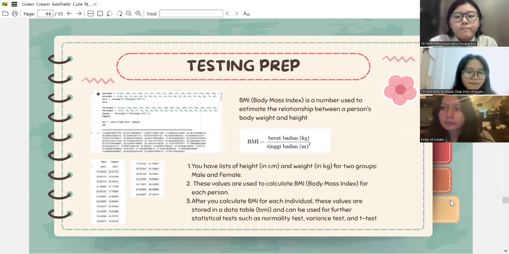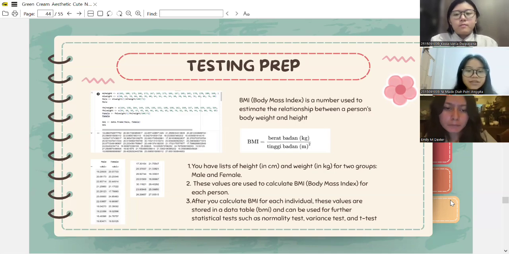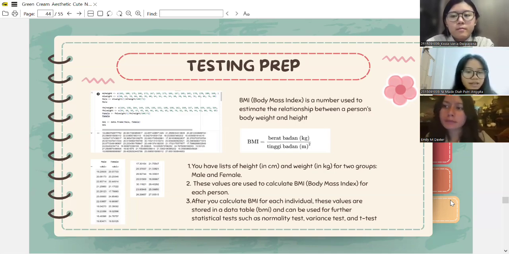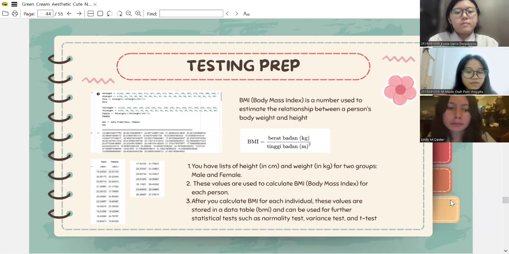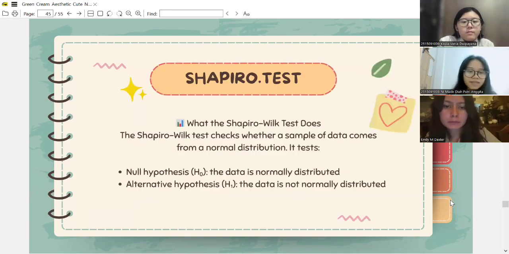Number one, you must have a list of height in centimeters and weight in kilograms for two groups, male and female. These values are used to calculate BMI for each person. After you calculate BMI for each individual, these values are stored in a data table and can be used for further statistical tests such as normality tests, variance tests, and t-tests. Next.